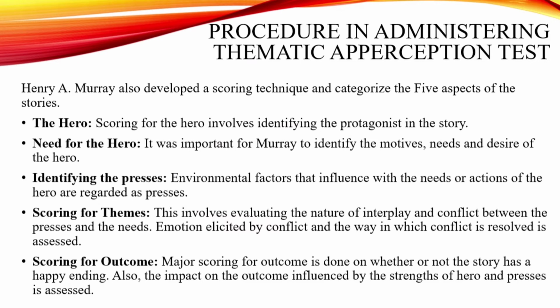Next, scoring for themes. This involves evaluating the nature of interplay and conflict between the presses and the needs, the emotion elicited by conflict, and the way in which conflict is resolved. Next, for Murray's fifth aspect of story is scoring for outcome. Major scoring for outcome is done on whether or not the story has a happy ending. Also, the impact of the outcome, influenced by the strengths of heroes and presses, is assessed.